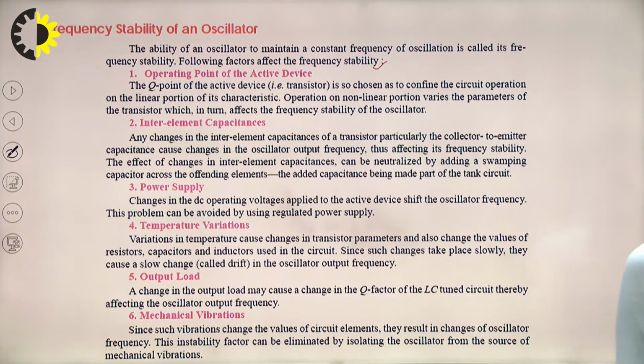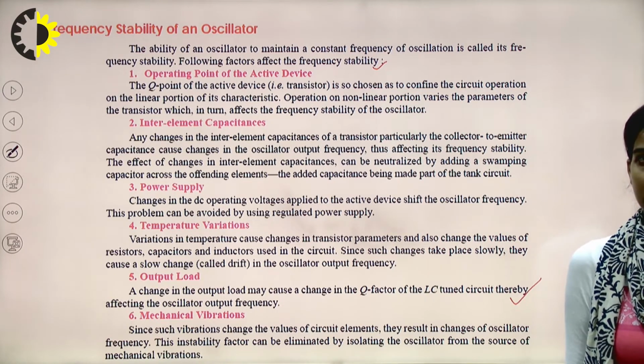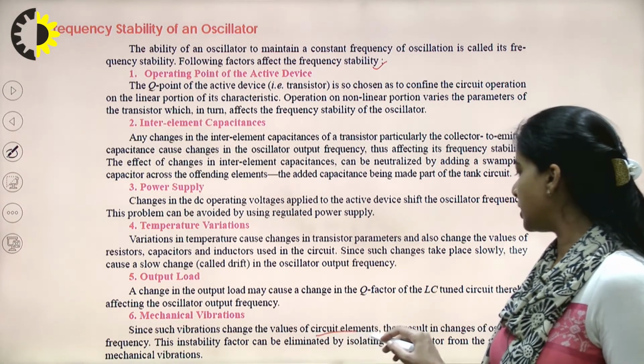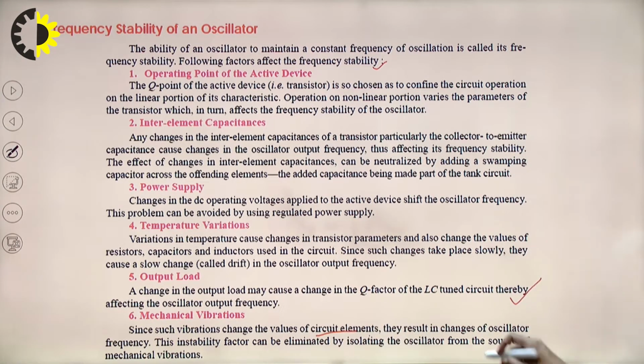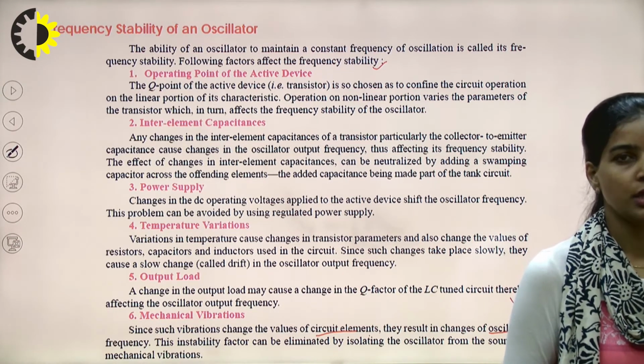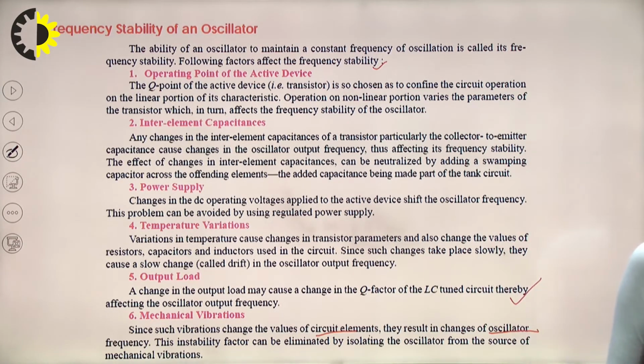Output load. A change in the output load may cause a change in the Q factor of the LC tuned circuit, thereby affecting the oscillator output frequency. Mechanical vibrations. Since such vibrations change the value of circuit elements, they result in changes of the oscillator frequency. This instability factor can be eliminated by isolating the oscillator from the source of the mechanical vibrations.